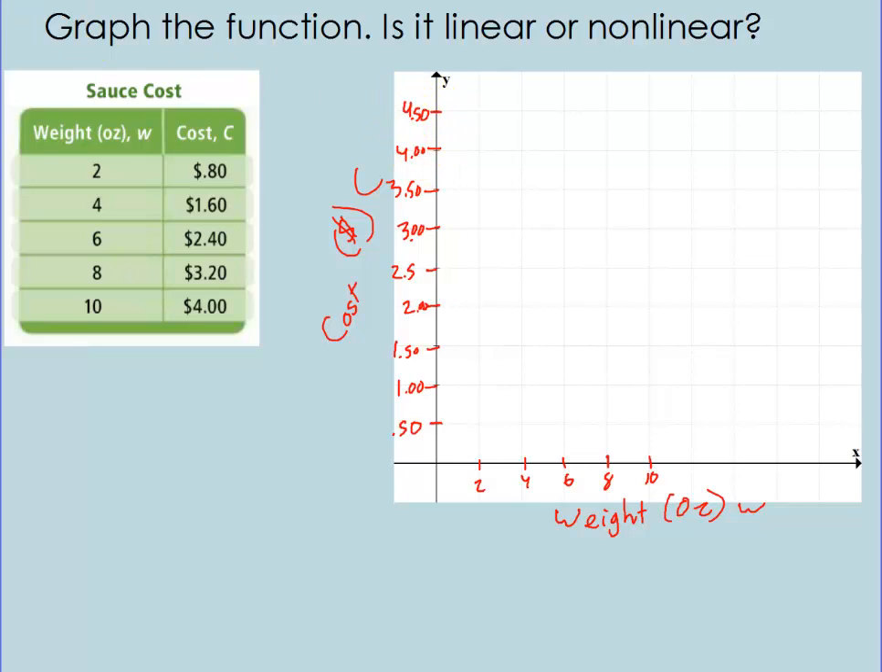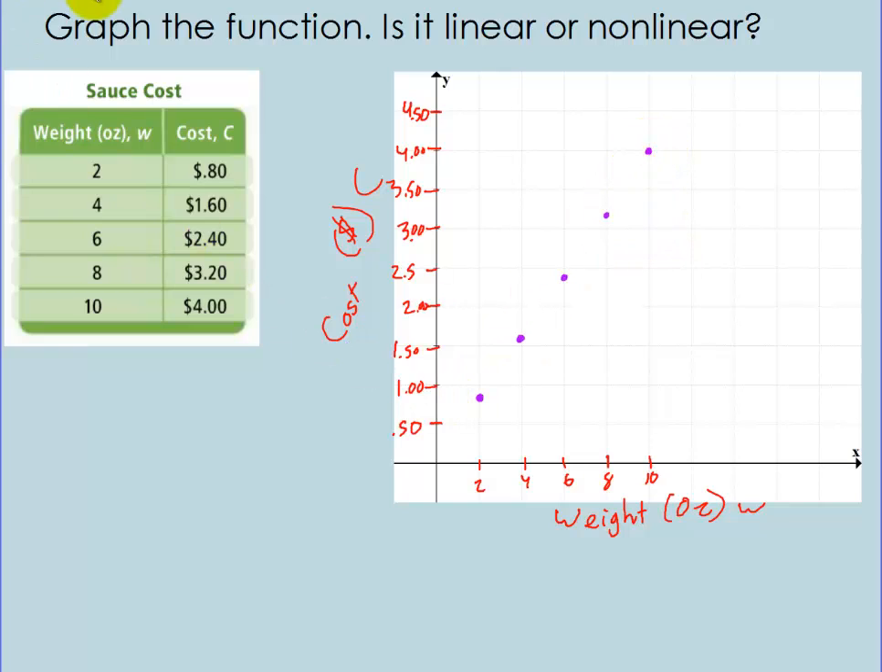So now that I got those labeled, let's plot the first point. 2 and 80 cents. 80 cents is going to be about right here. 4 and $1.60, that's going to be about right here. And 6 and $2.40 be about right here. And 8 and $3.20 should be about right here. And 10 and $4 even will be exactly on the line right there.